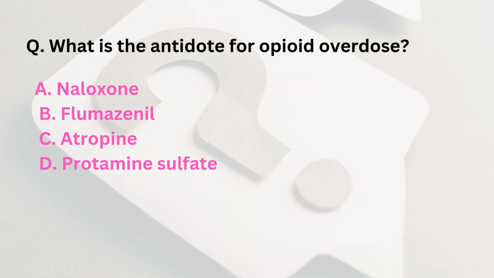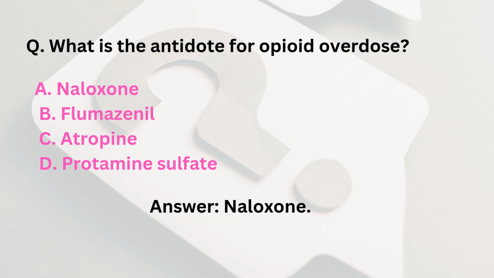Next question is, what is the antidote for opioid overdose? Options are naloxone, flumazenil, atropine, protamine sulfate. As we all know, opioid analgesics or opioids are pain-reducing medicines. Examples are morphine, codeine, fentanyl, etc. Here, the correct answer is A, that is naloxone.